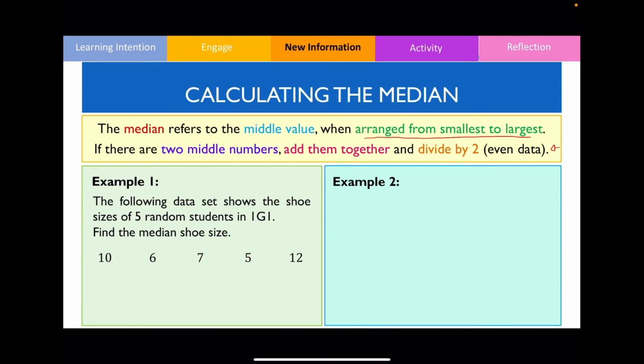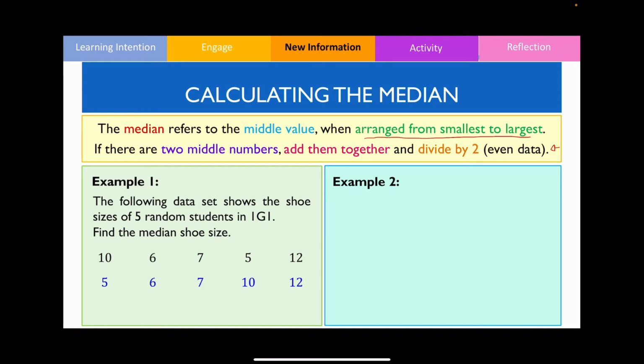So the very first example that I have down below is identical to the example found on the previous slide. And the reason why I'm doing this is so that you can clearly see the difference between the mean versus the median. So what we need to do is rearrange the dataset from smallest to largest. If I rearrange from smallest to largest, this is what my dataset should look like: 5, 6, 7, 10, and 12.